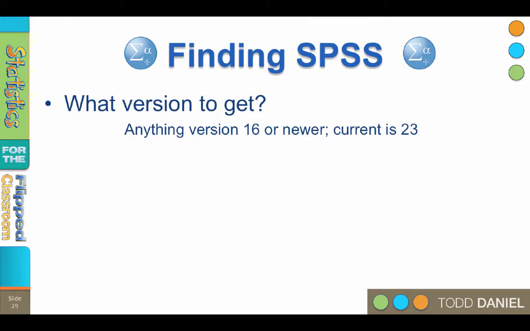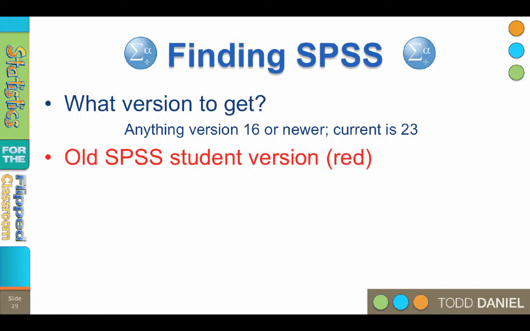So, which version should you choose? You should get version 16 or newer. The current version is 23, and that's all that's available for download. If you have versions before version 16, the software will not look like the examples from class. And watch out for older versions on CD, because they may have limited installs, all of which may be used up. If you can find an old SPSS student version, the red one, it's usually a safe bet, assuming you can install it on your own computer system.